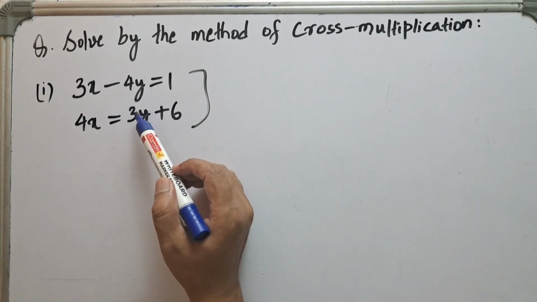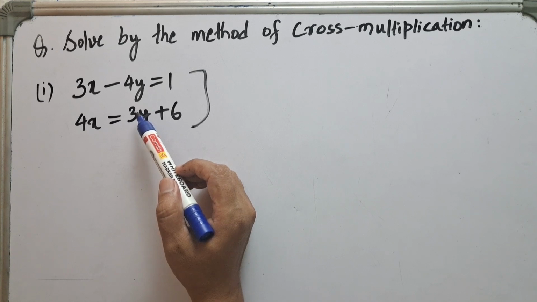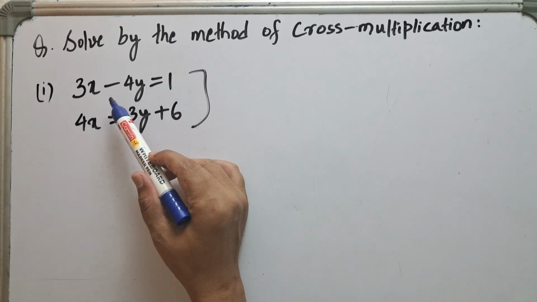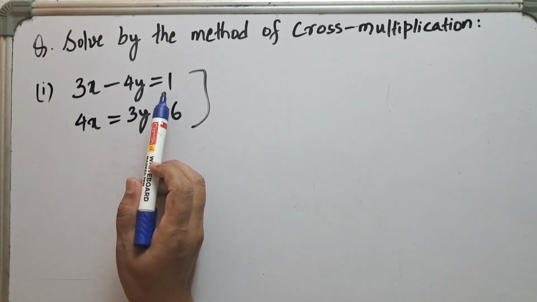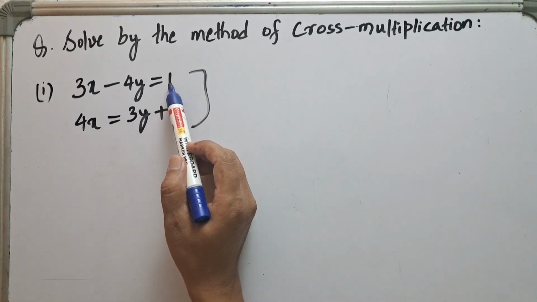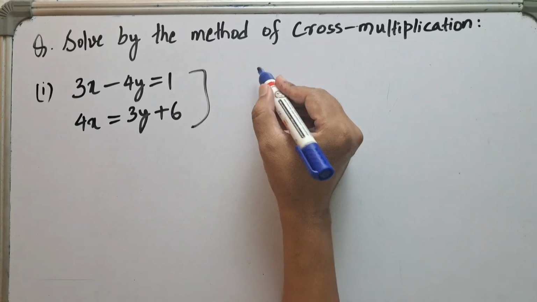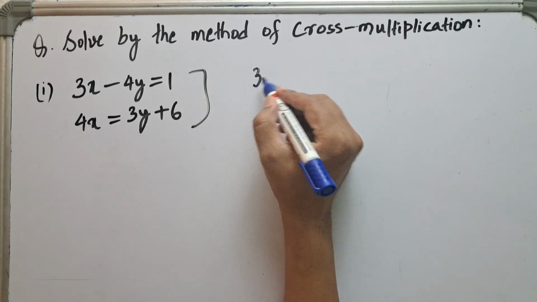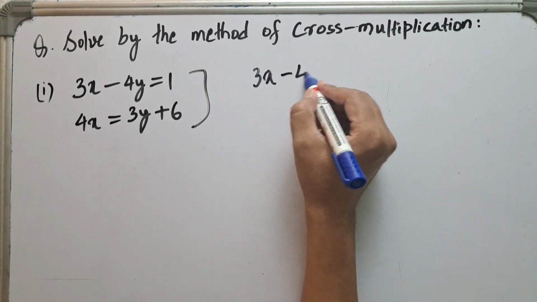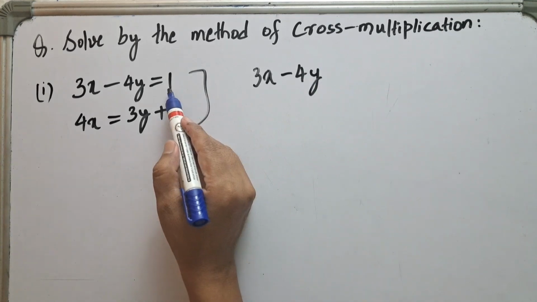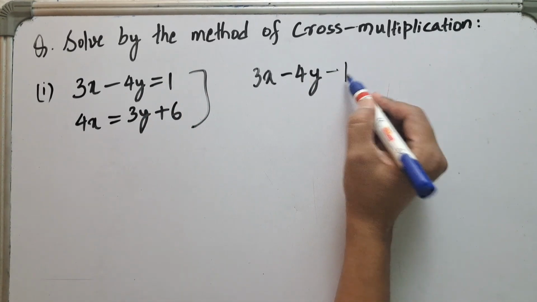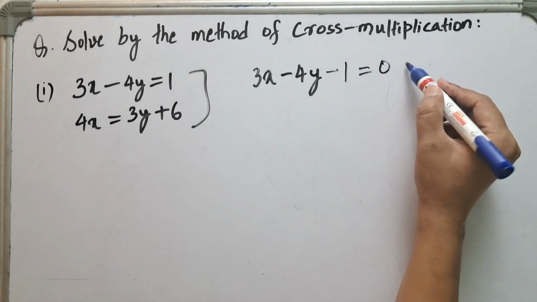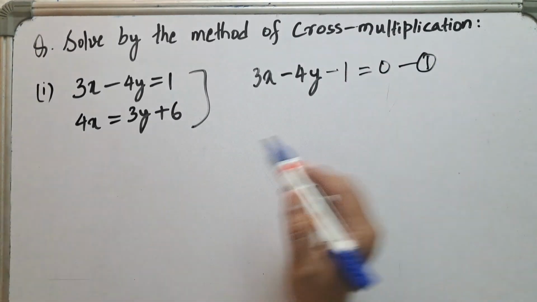To solve these equations by the method of cross multiplication, first we bring everything to the left hand side. In 3x minus 4y equal to 1, the 1 is on the right hand side, so let's bring it to the left. Equation 1 we rewrite again: 3x minus 4y, and the 1 from the right hand side becomes minus 1 on the left, equal to 0. This is equation 1.